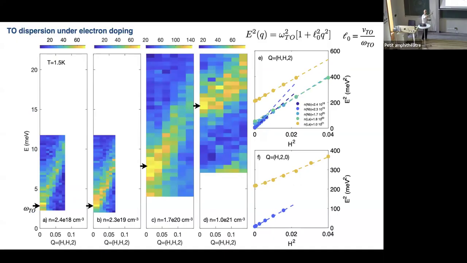So I showed you the TO mode and the dispersion at zero doping. Now the question that I'm asking is how this evolves once you add electrons to the system. So what you see here is a color map of the dispersion of your TO mode. You have energy as a function of Q for a number of electrons that just increases. It increases by a factor of 10 between each panel. And what you see is that the TO mode actually hardens. And from this measurement, we can extract not only the omega TO, but also the velocity, which allows us to compute the evolution of L0.